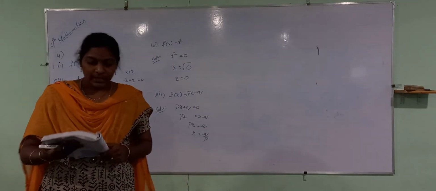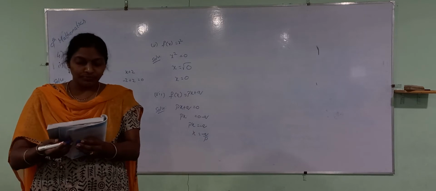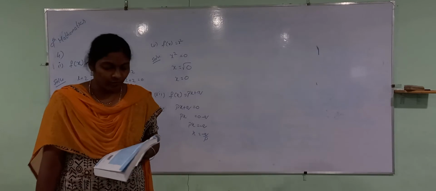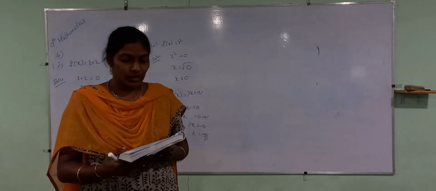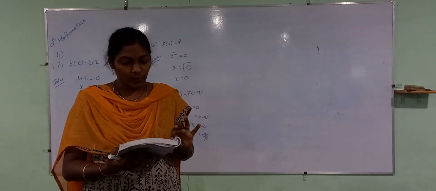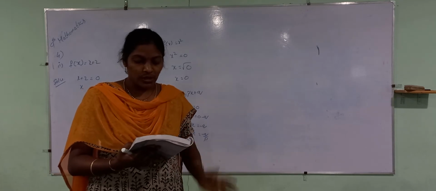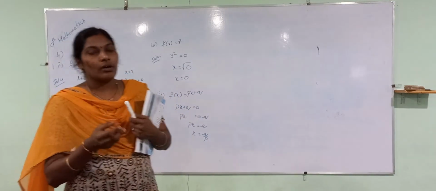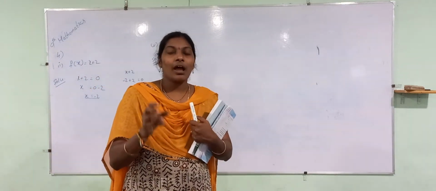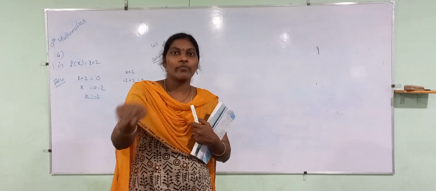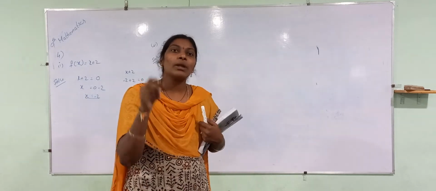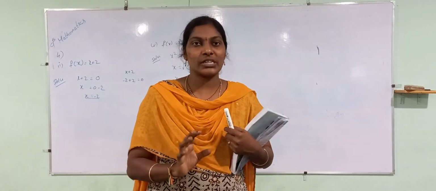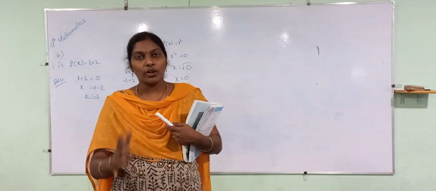Okay, next, copy the fifth one. Remaining problems, do them as homework. If 2 is the zero of the polynomial p of x is equal to 2x square minus 2x plus 7, find the value of a. They have given one expression and they said 2 is the zero of that polynomial. So if we substitute 2 in place of x, we get 0. Based on this, we have to find the value of a.